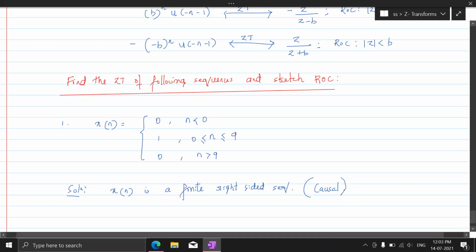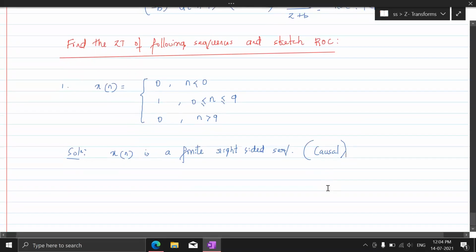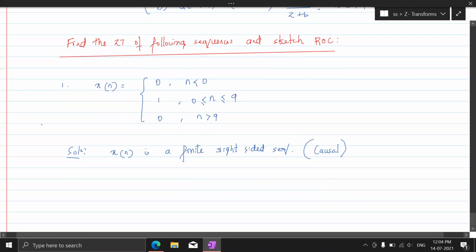Anybody? Region of convergence is the whole plane except z equal to 0, right? So we shall see now how that would be possible. Okay, so what is X(z) given by? Let's consider X(z). It is the summation n ranging from minus infinity to plus infinity of x(n) z to the power minus n.